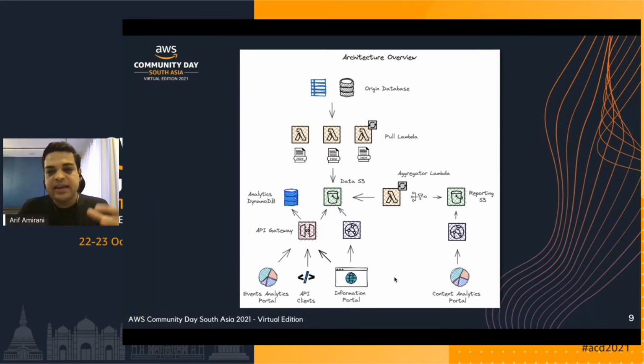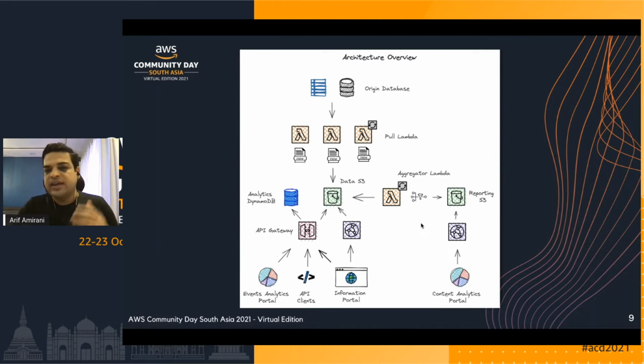We built an aggregator Lambda layer, which was again scheduled Lambdas that were polling information from DynamoDB and the S3 sources, which is the hospital data or the patient data that we were storing as JSON files, and then aggregating them and putting them on a reporting S3 bucket. This allowed us to work at scale. We never hit the 15-minute limit of Lambda as well.